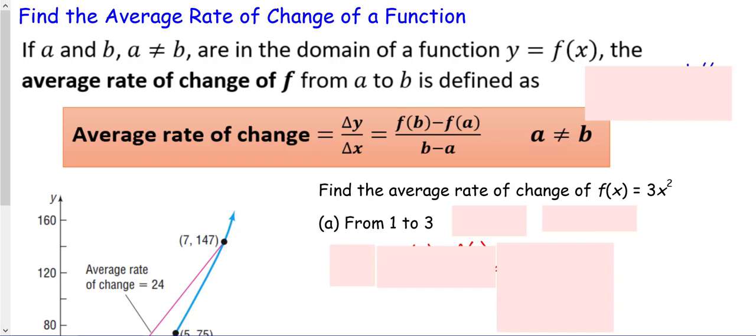In this final video for Unit 2, Lesson Set 3, we're going to look at the average rate of change of a function and finding the equation for a secant line.